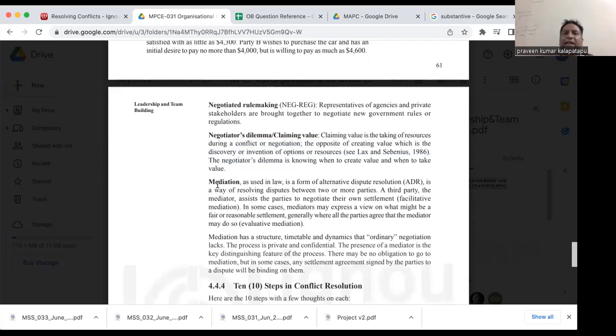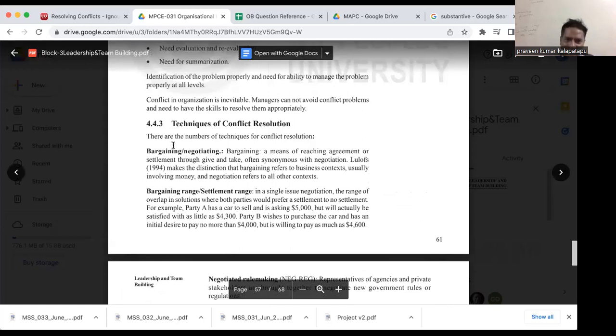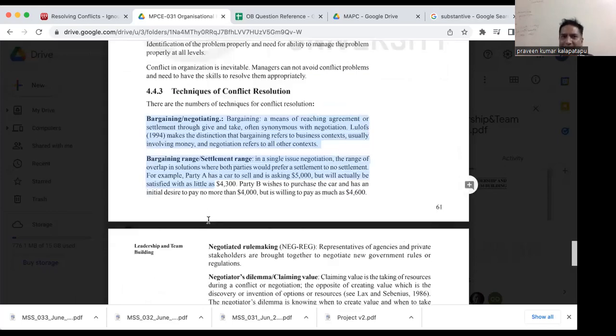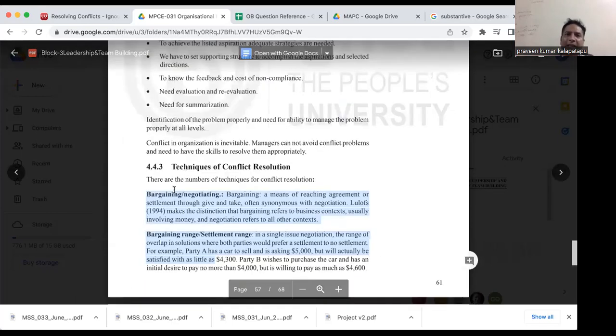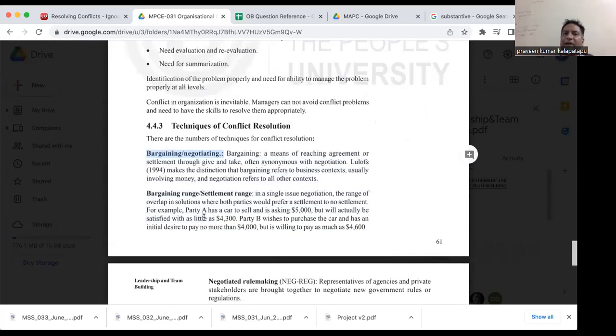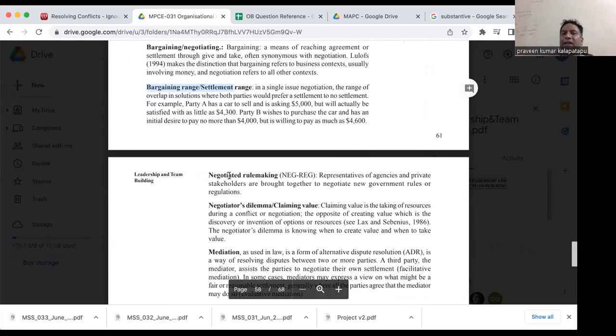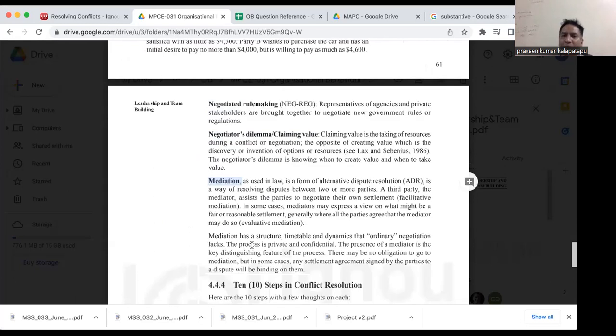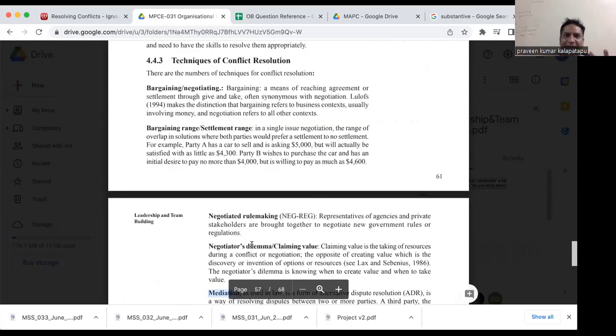Mediation, I think the name itself is very explanatory. When there is a conflict, you bring in a third party in between who is going to help solve your conflict. These are all various techniques to solve conflicts, and they are more legal in nature compared to the other techniques we are talking about, whether it is bargaining, negotiating, rule making, claiming the value, or mediation. These are very business or legal type techniques.